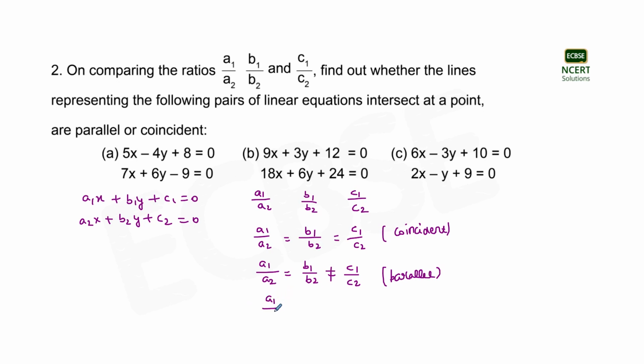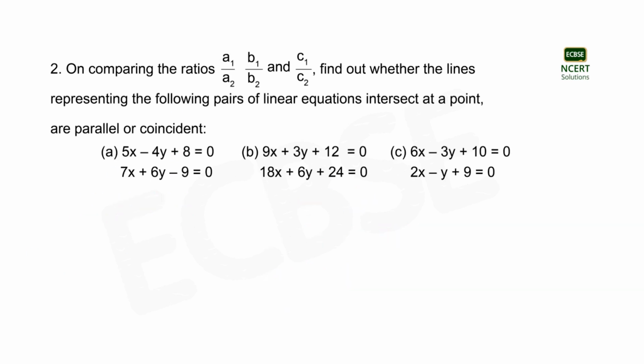And if the ratio a1 by a2 is not equal to the ratio b1 by b2, then such a pair of linear equations is intersecting at a point, or we can say those are intersecting lines. So this is the logic which we will use to find whether the pair of linear equations intersect at a point, or are parallel or coincident, for the pairs of equations provided in the question. So now let us come to part A.